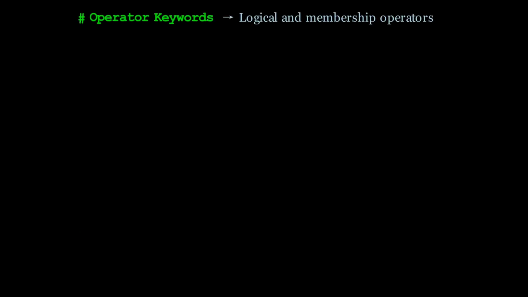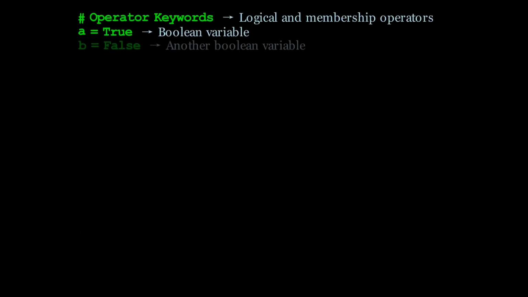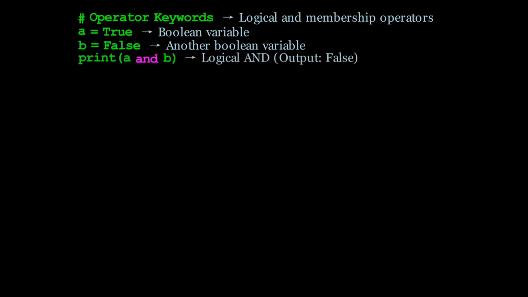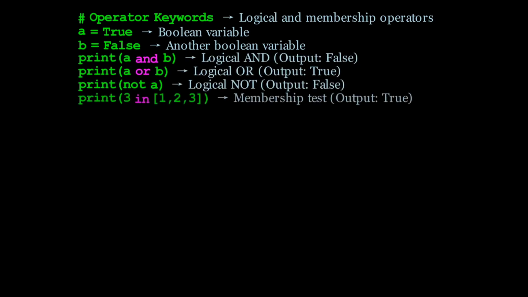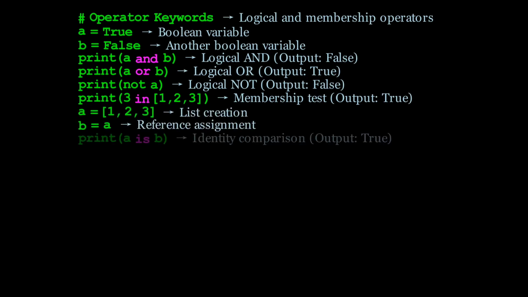We start by defining some Boolean variables. The and operator shows how conditions combine, or demonstrates alternative logic. Not inverts our Boolean values, the in operator checks list membership, and is shows true object identity.